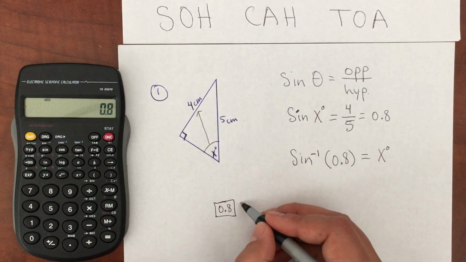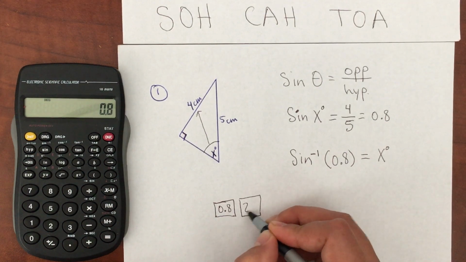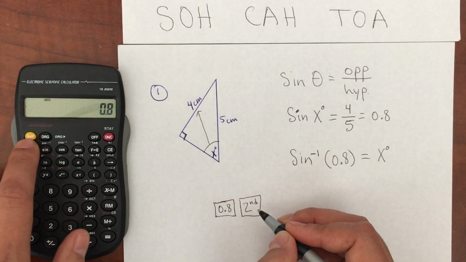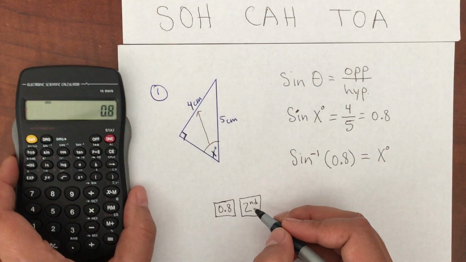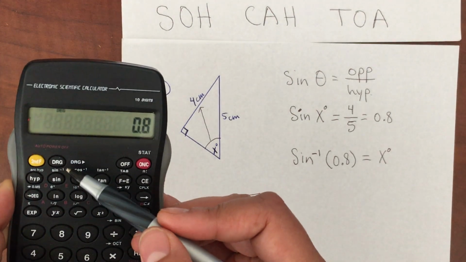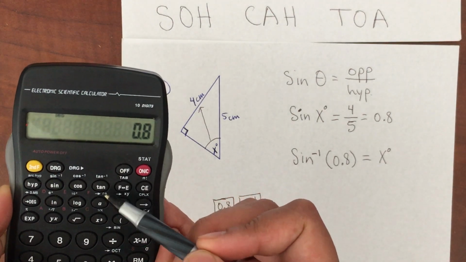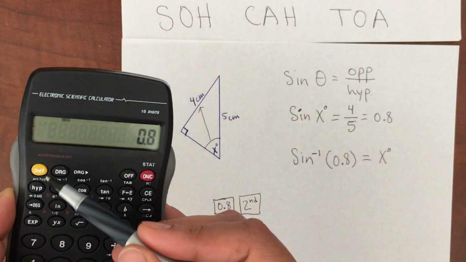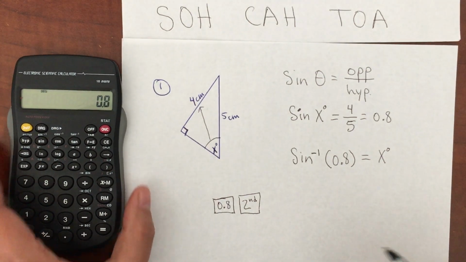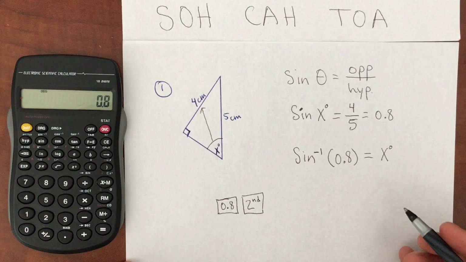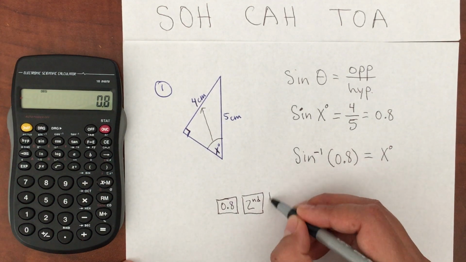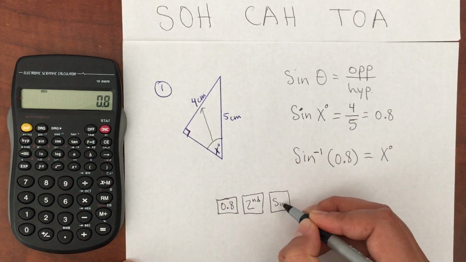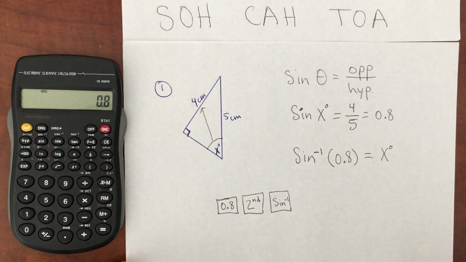So you're going to put the ratio. You're going to press the second key, because if you notice, you have a second key, and the inverse functions are written behind the keys. So I need to press the second key, which means use the second function of that key. So second, and then I'm going to press sine, which gives me the inverse sine. And that's all you have to do basically.